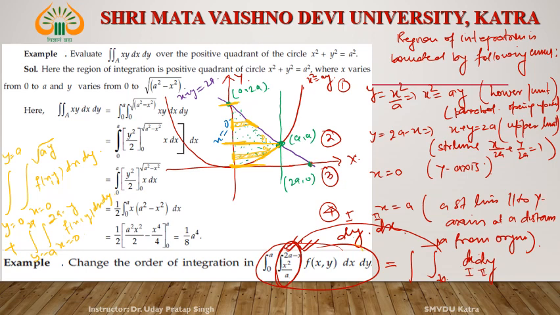So this single integral is converted into two parts, this one and this one. This integral is first evaluated with respect to y and second with respect to x, and these two integrals are evaluated first with respect to x and second with respect to y. Okay. So this is the change of order of integration.